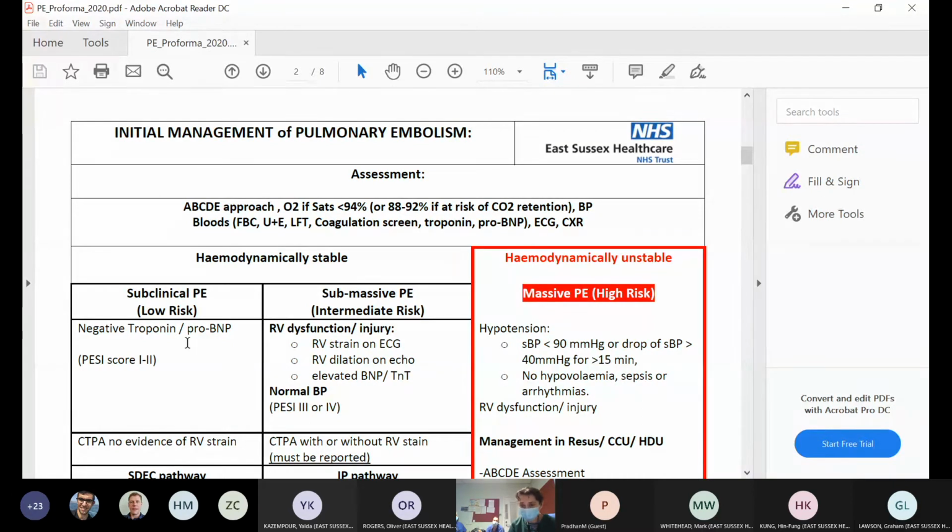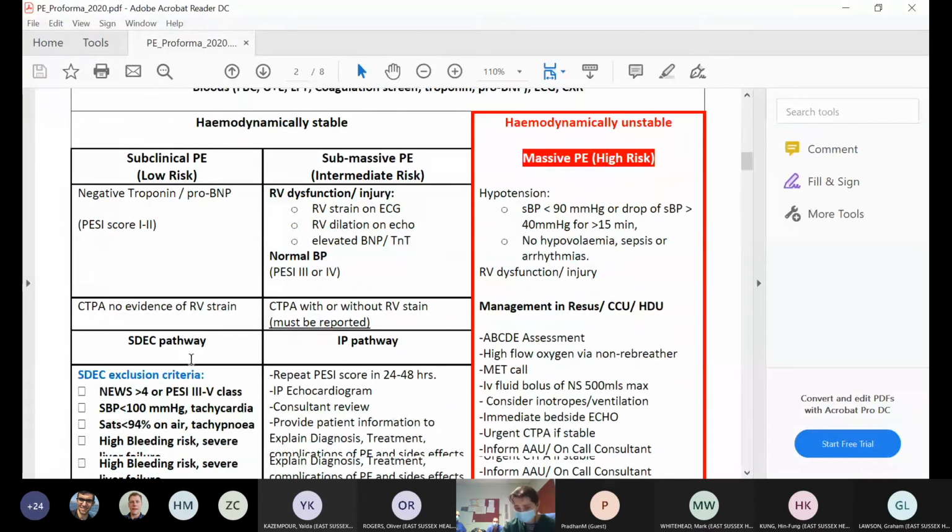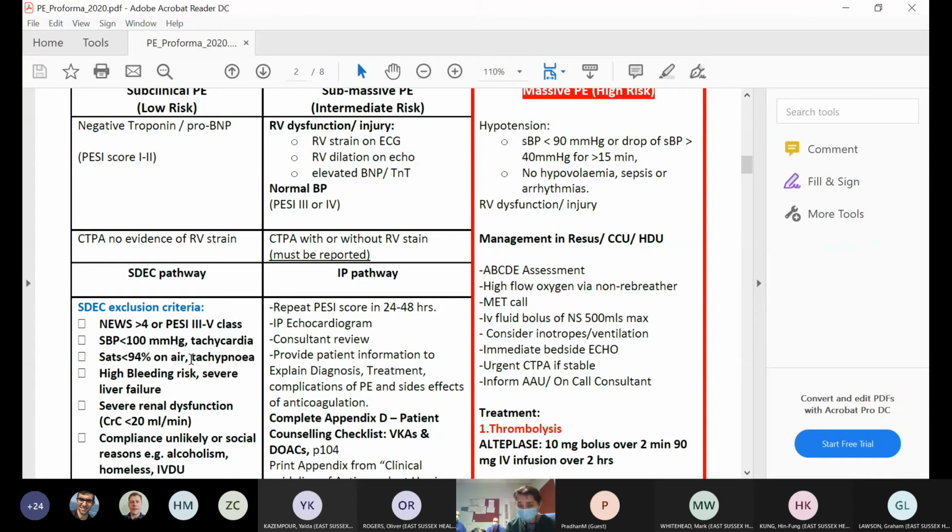So I will come to the massive PE. I mentioned blood pressure, you can read it again. Systolic blood pressure below 90 millimeters of mercury, or a drop in systolic blood pressure of more than 40 millimeters of mercury for more than 15 minutes. You're giving a bolus of fluids to these people, 500 mils. You're suspecting massive PE. You're doing medicals. You're getting people around who can help you with the management. And in particular, you obviously do an ABC assessment, fluids. You're getting people who can do echo at the bedside.